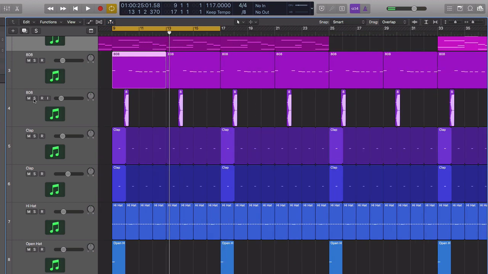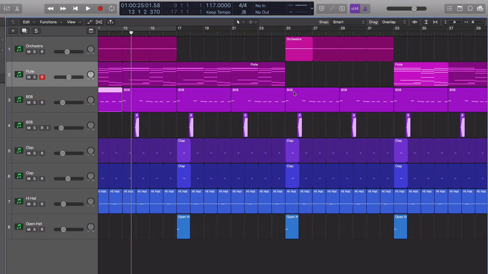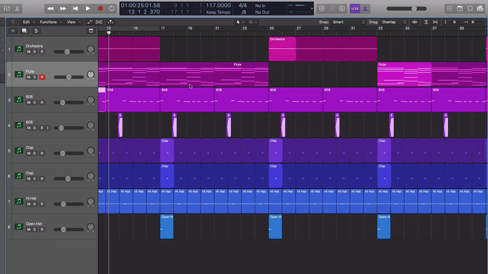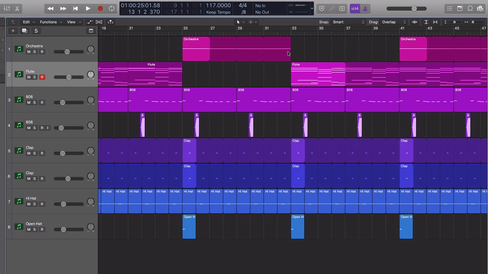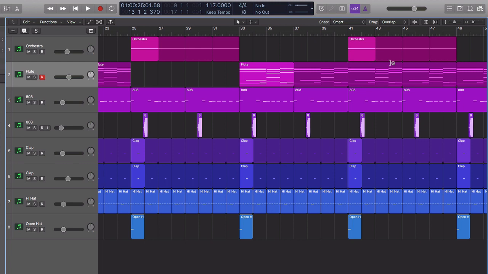And from there, pretty much the beat is done. It's just a matter of taking instrumentation out and adding it back in. There were a few sections where a flute pattern plays, and then the orchestra sound plays, and then both of them play at the same time for the hook. It's a rather simple beat.